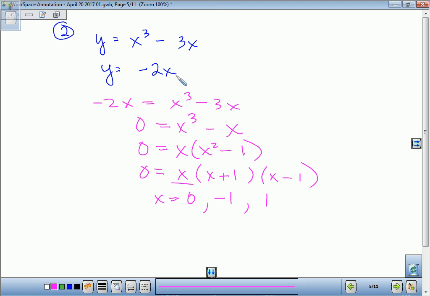We're going to plug it in to the equation of lesser degree, which is the linear. So we plug in the 0. 0 times anything is still 0. We plug in the negative 1. Negative 1 times negative 2 is 2. And we plug in the 1. 1 times negative 2 is negative 2.